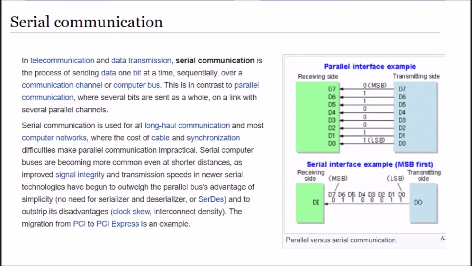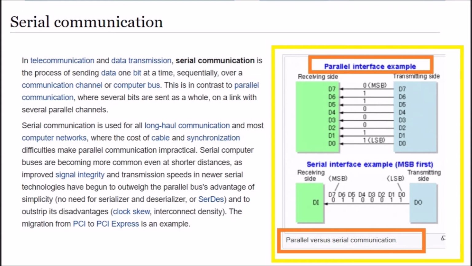Serial communication. In telecommunications and data transmission, serial communication is the process of sending data one bit at a time sequentially over a communication channel or computer bus. This is in contrast to parallel communication, where several bits are sent as a whole on a link with several parallel channels. Serial communication is used for long-haul communication in most computer networks where the cost of cable and synchronization difficulties make parallel communications impractical.